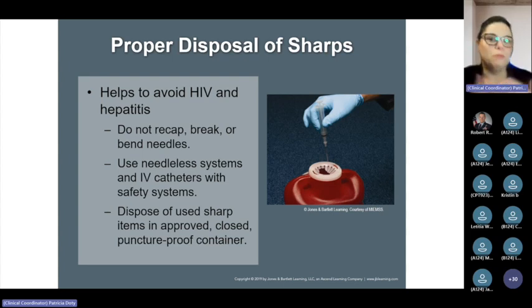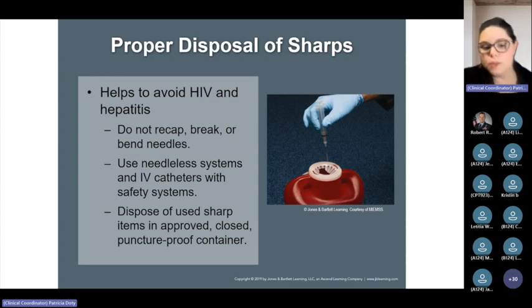Don't break them. Don't bend them. Don't do any of that with a needle. Just don't. They say use needleless systems and IV catheters with safety systems. And there are a lot of those in place. However, there are some very rural ambulance companies that don't use needleless type catheter systems. So you need to be aware of that.